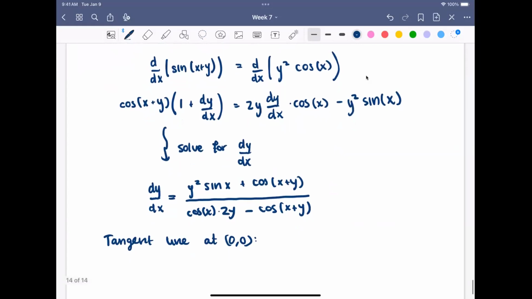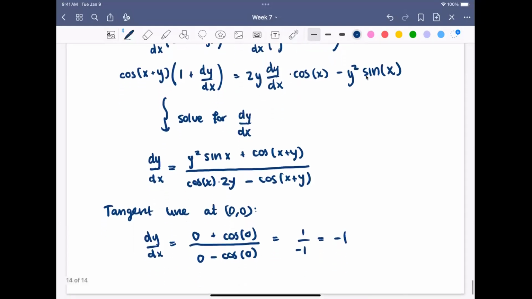Okay, so what do we get when we plug in (0, 0) to this? So we get the left thing on the numerator is 0 plus cosine of 0, divided by the left thing is 0 again minus cosine of 0. What is cosine of 0? Yeah. So this is 1 divided by -1, which is just -1. Okay, good. Are there any questions about this?